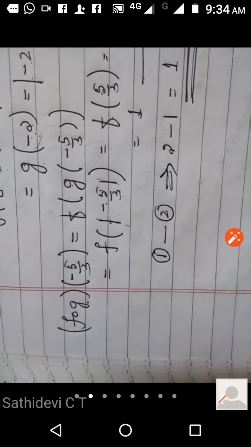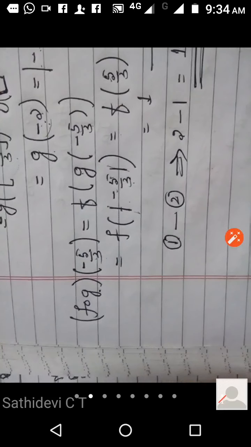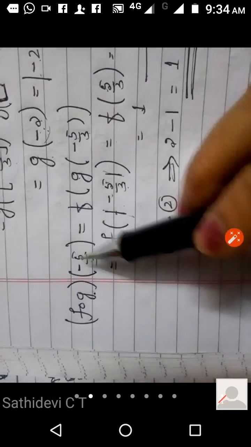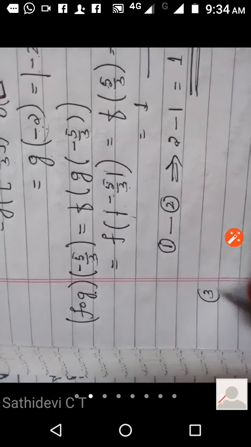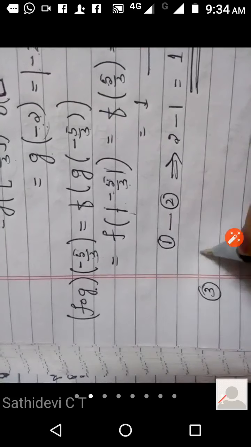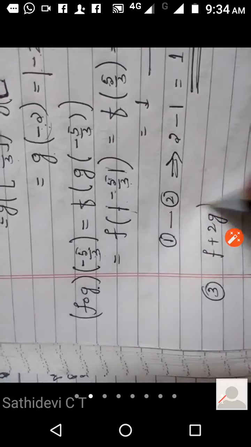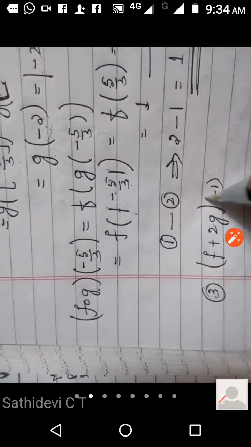Same question, they have asked one more part. Instead of minus 5 by 3, they have used another value. So you can do that question. But there is a third part, that is find F plus 2G operator on minus 1. F plus 2G. So understand the difference.